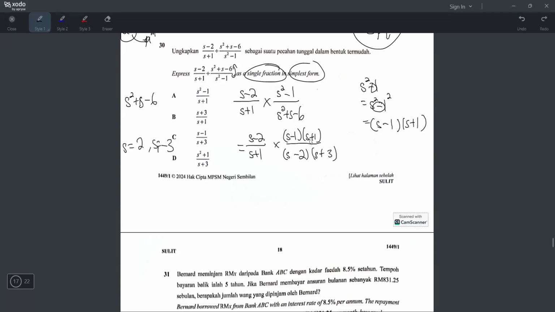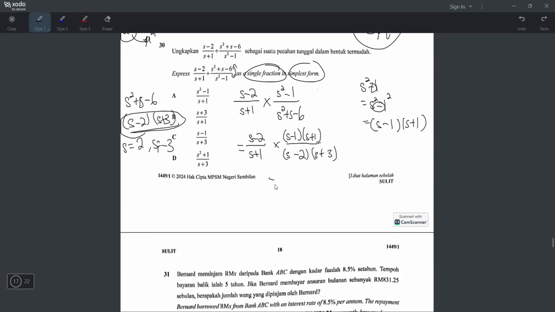But they don't want you to solve. They want you to factorize. So you will write the brackets here. And then here will be S plus 2 become minus 2, minus 3 become S plus 3. Right? So this is how you get your answer from your calculator. So you can do it like this also. So you understand where this thing came from now.